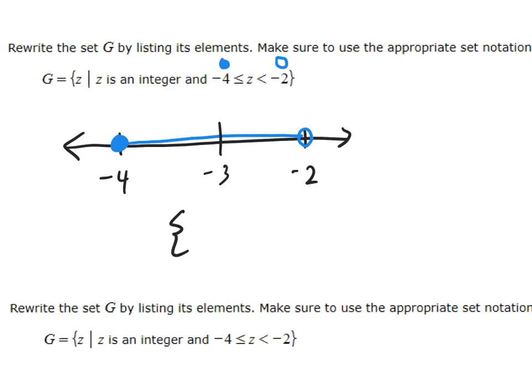All right, so we are going to include the -4 this time because when you do set notation, it just wants integers. But we can't include the -2 because there's not a less than or equal to sign there.